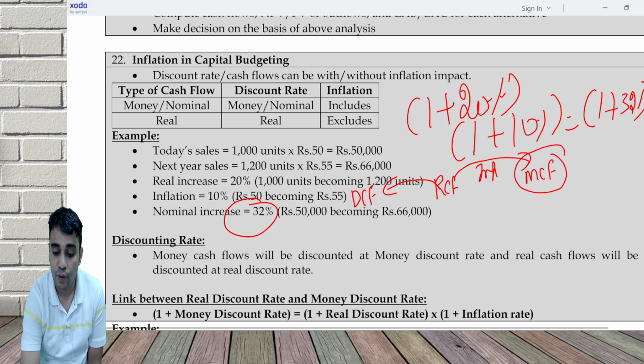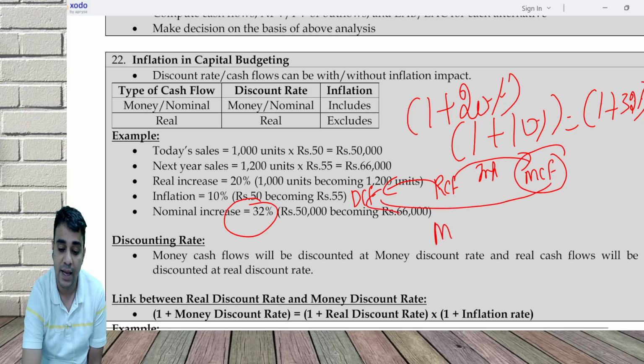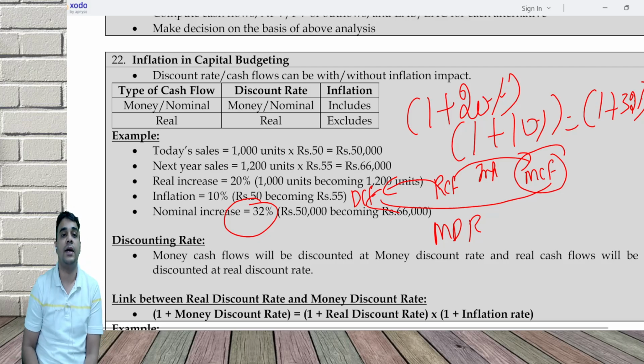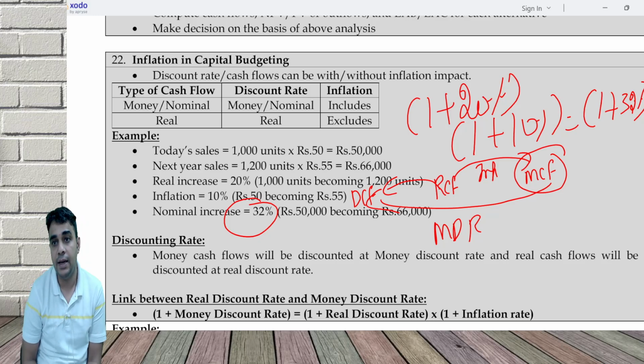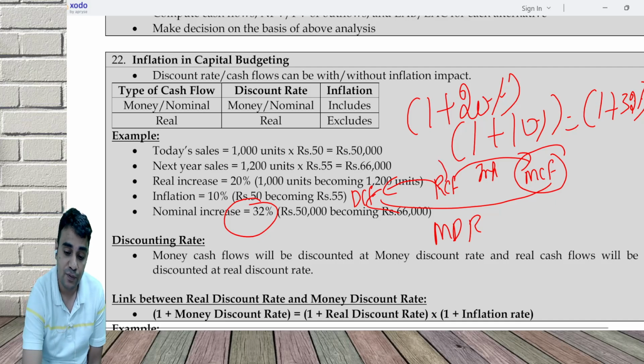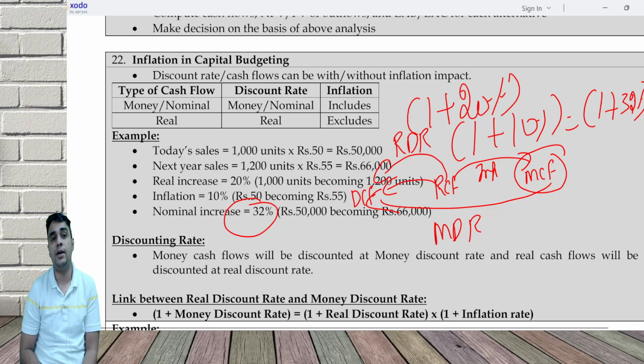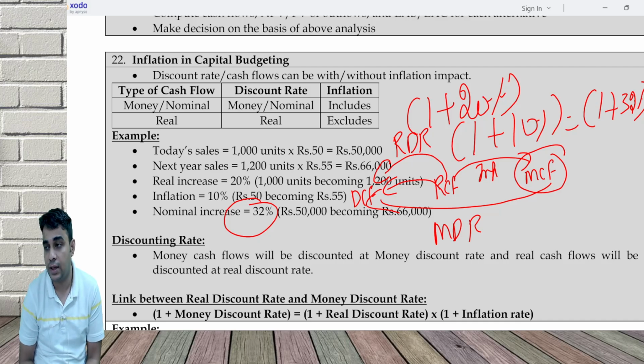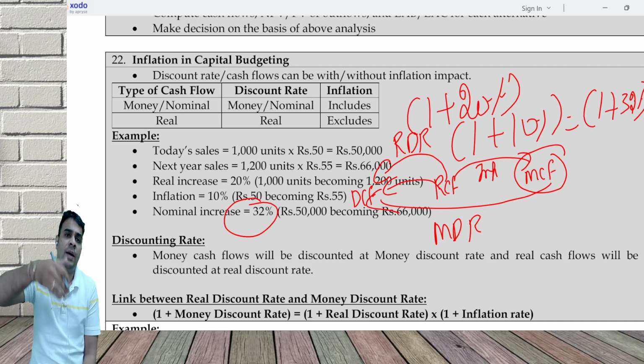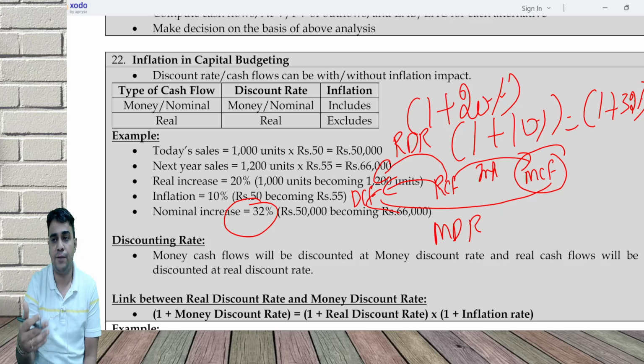This cash flow, if you discount at MDR, money discount rate, you will get the discounted cash flow. Money cash flow discounted at money discount rate will give you the discounted cash flow. Real cash flow discounted at real discount rate, RDR, will give you the discounted cash flow. If somebody wants to move from MCF to RCF or RCF to MCF, you just need to add inflation or remove inflation.